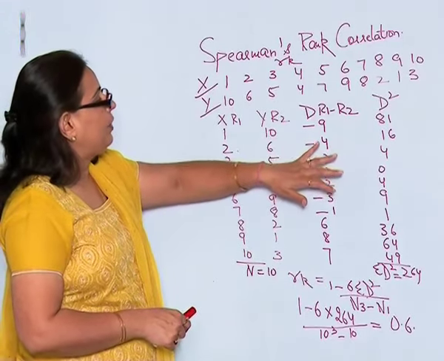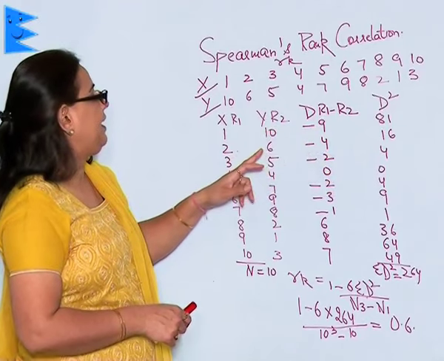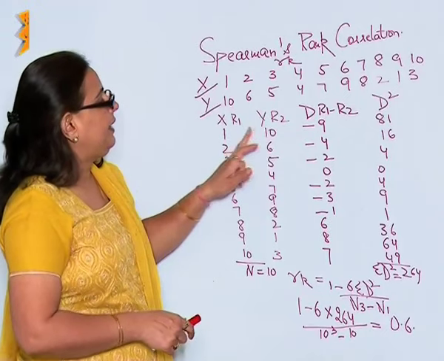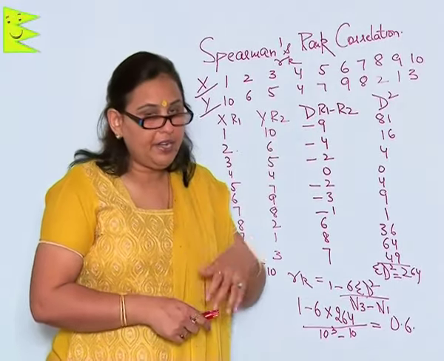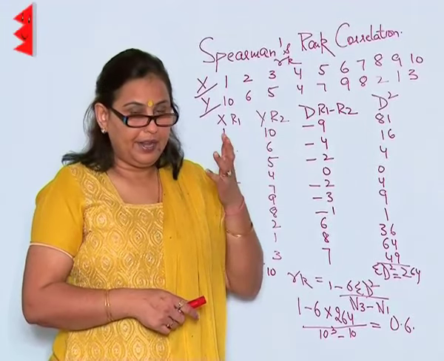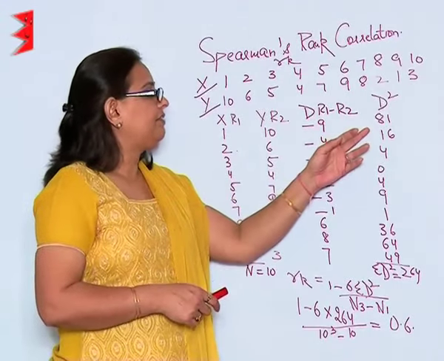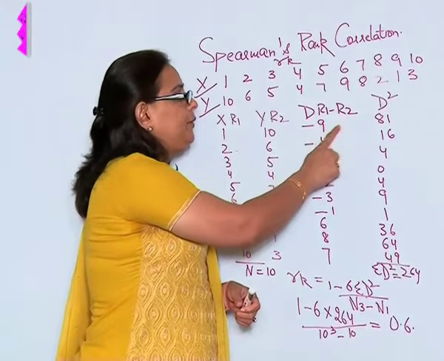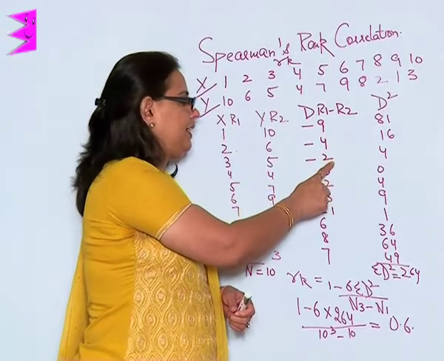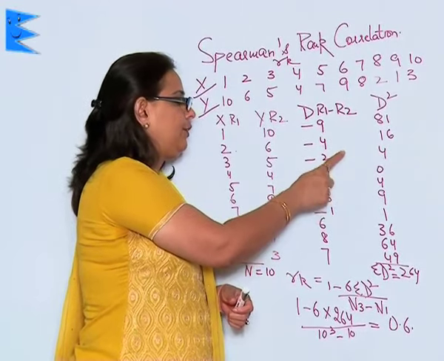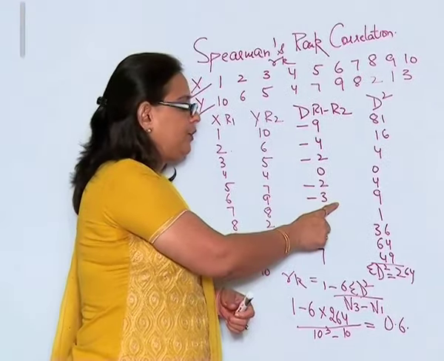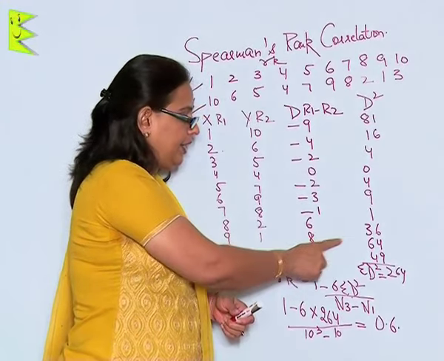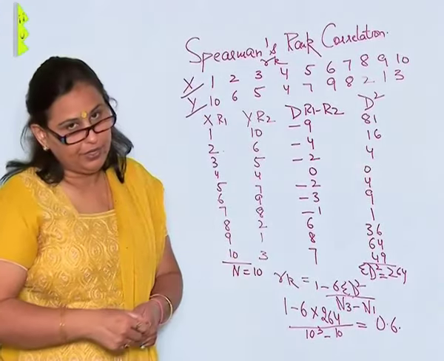After I take out the deviation by subtracting R2 from R1, that is rank 2 from rank 1, I will take out the deviation square. Whenever deviation square is taken out in any method, we always forget the positive and the negative signs. So, 9 into 9 is 81, 4 into 4 is 16, 2 into 2 is 4, 0 into 0 is 0, 2 into 2 is 4, 3 into 3 is 9, 1 into 1 is 1, 6 into 6 is 36, 8 into 8 is 64, 7 into 7 is 49.